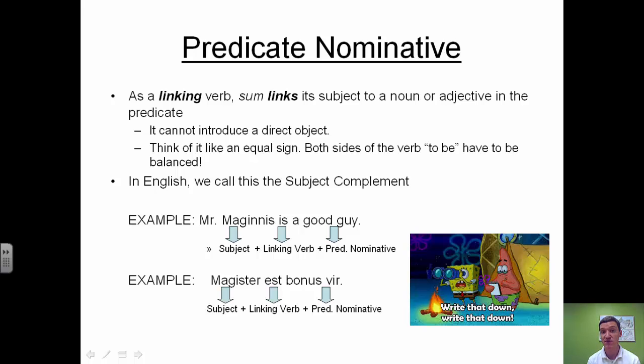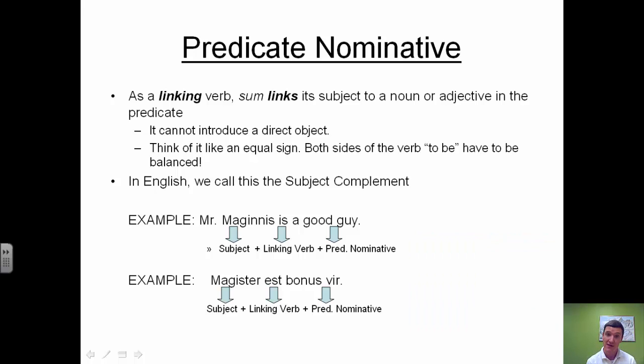Now, if what's in the predicate is not a noun, you would just call it a predicate adjective, right? But it's the same thing. So instead of just saying Mr. McGinnis is a good man, what if I just said Mr. McGinnis is good? Well, that's an adjective, not a noun. So you'd call it a predicate adjective. But it's six in one, half dozen in the other.